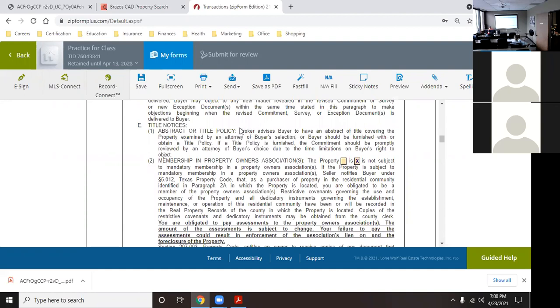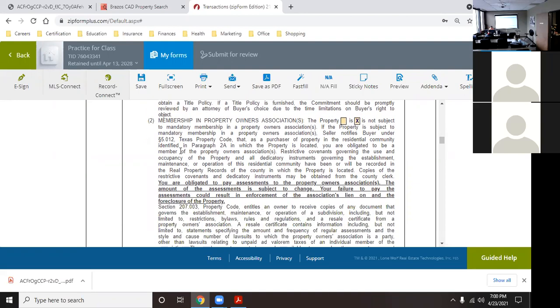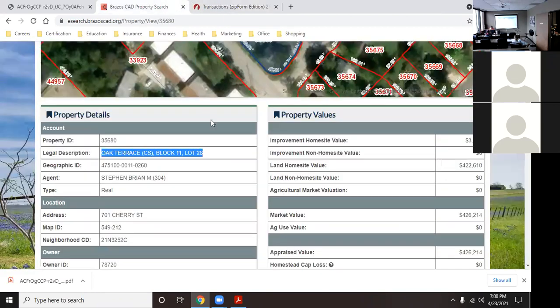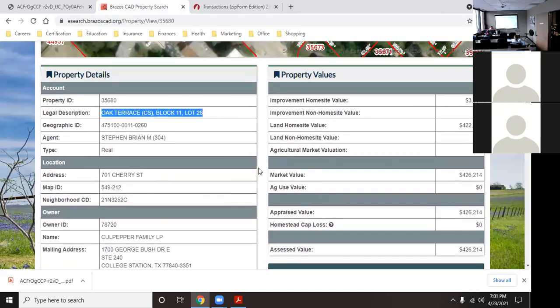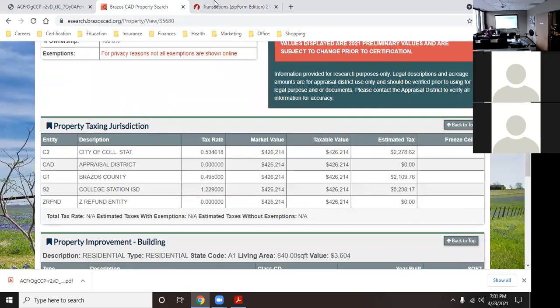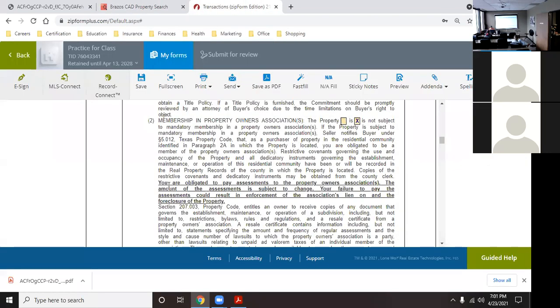Title policy. So the broker advises buyer to have an abstract of title covering the property examined by an attorney of buyer's selection. Buyer should be furnished with or obtain a title policy. Here you go, number 2, membership in a property owners association or an HOA. This is where you would select if you think the property is in an HOA or not. If you look on the CAD, sometimes it's hard to figure out if it's in an HOA or not. You don't really know. But you will see on the MLS, there's a spot for HOA or not.